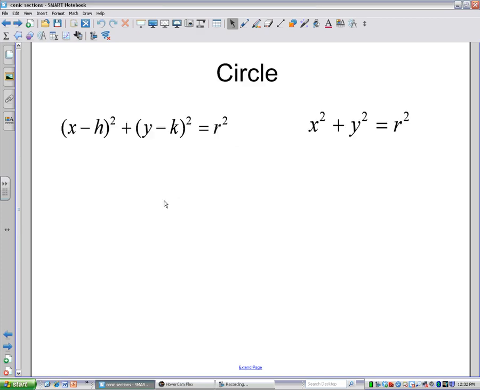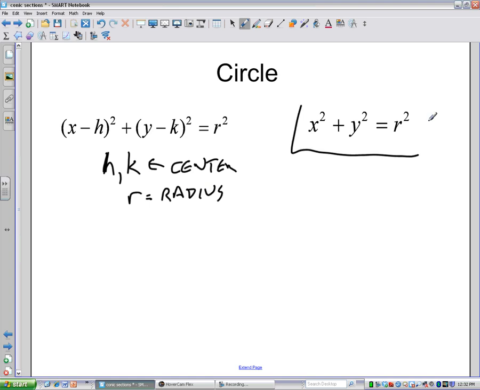And the circle has the equation (x minus h) squared plus (y minus k) squared equals r squared. In that equation, h comma k tells me where the center of my circle is, and r is my radius. If my center is at the origin, then we just use x squared plus y squared equals r squared, which is a lot like the Pythagorean theorem. This is all built off the Pythagorean theorem.